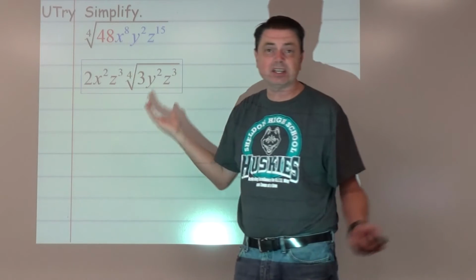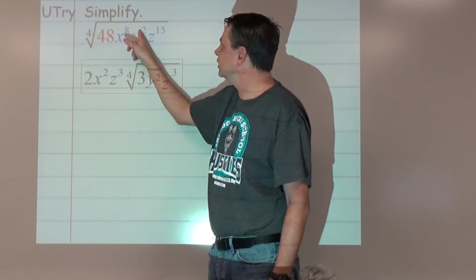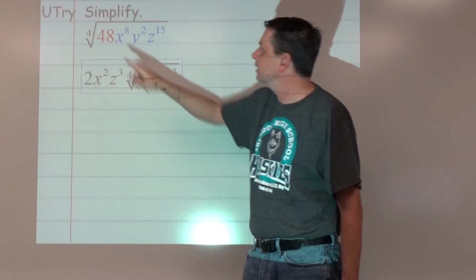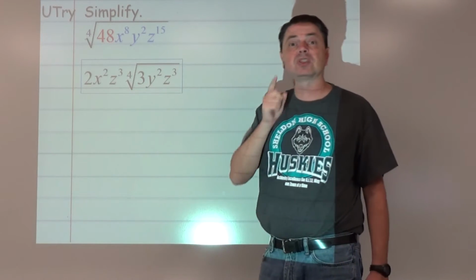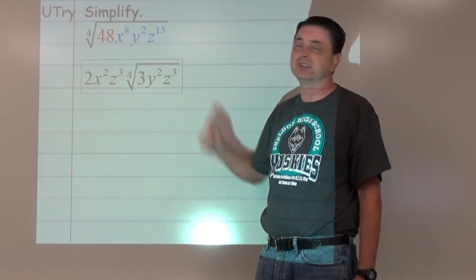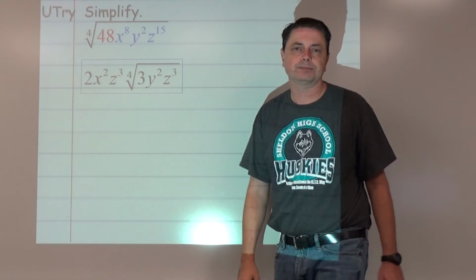4 went into 8 evenly, so no x's stayed behind. It didn't go into 2, so all the y's stayed behind. 4 went into 15, 3 with a remainder of 3, so z to the 3rd stayed behind.